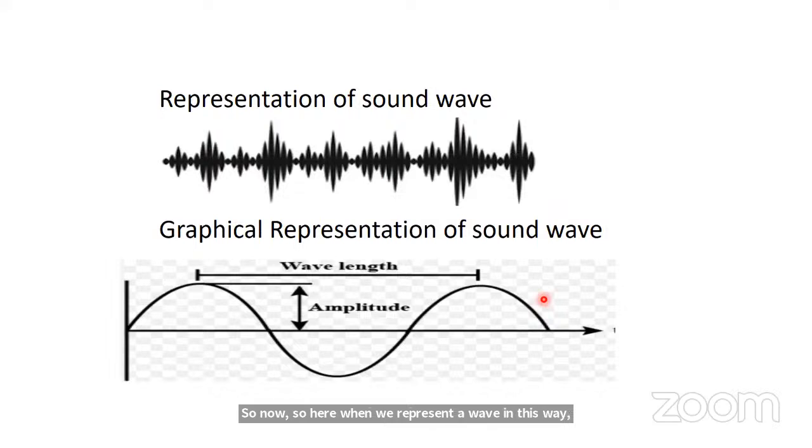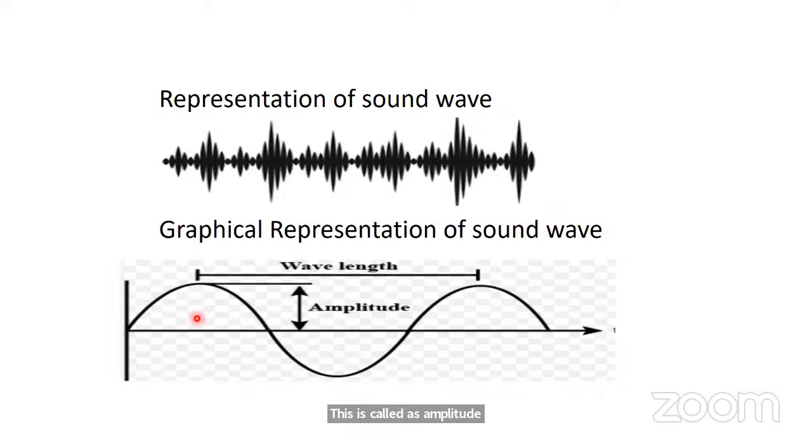So now, when we represent a wave in this way, it shows the distance traveled by the vibration, or the energy produced by a vibrating body. The graph looks like this. Here there is a maximum point, and it is coming to the minimum point. From the mean position it goes to the maximum point. The height from the maximum top point to the mean position, shown by this arrow, is the maximum displacement of the particle. This is called amplitude.